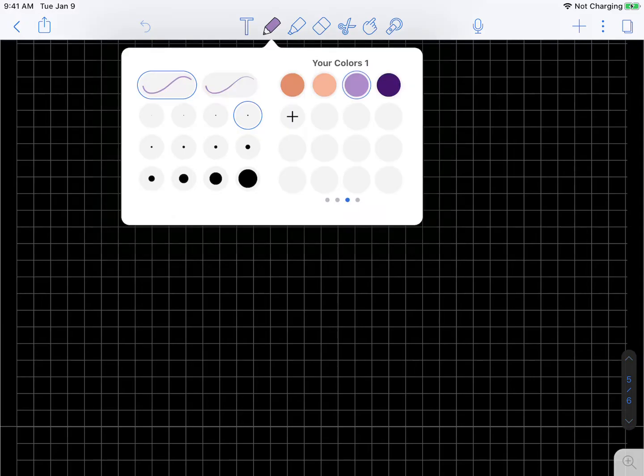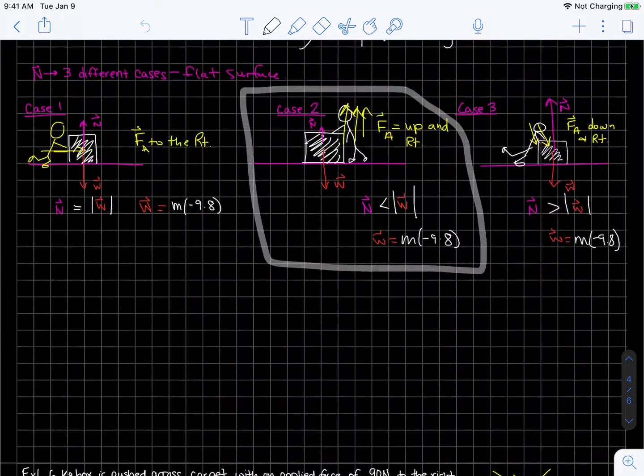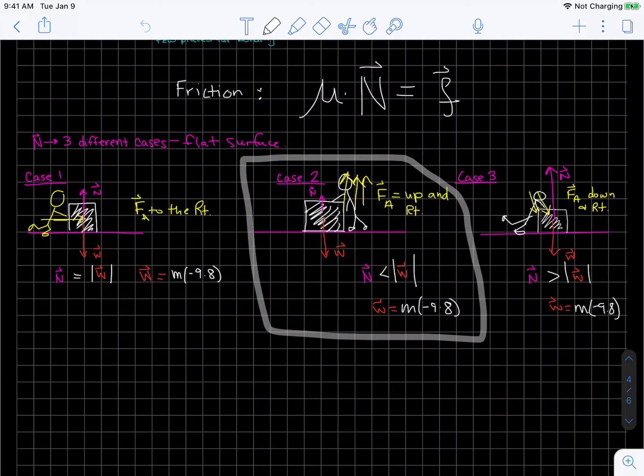All right, remember when we learned about friction? Well, we had the three cases. I'm going to go back to those notes up here. We had the three cases, different cases for friction. We had case 1 where we were pushing on an object or applying a force to an object horizontally. That means even with the ground. And so the weight and the normal were equal to each other, and the applied force was to the right.